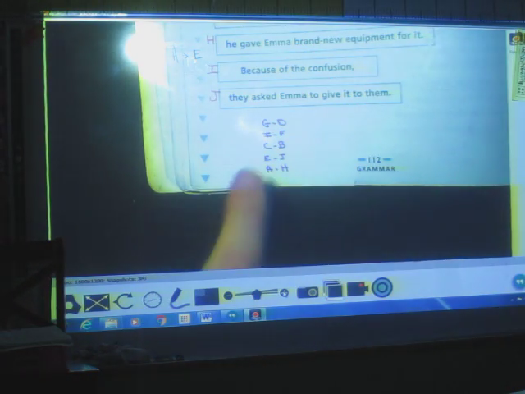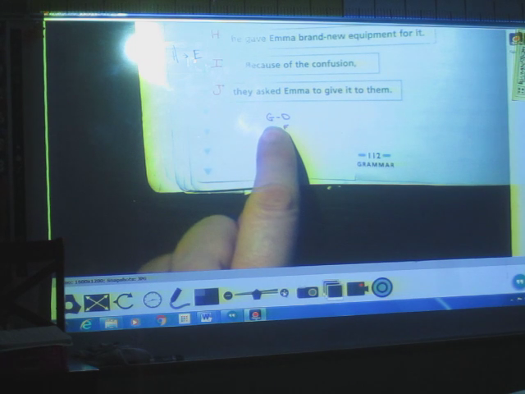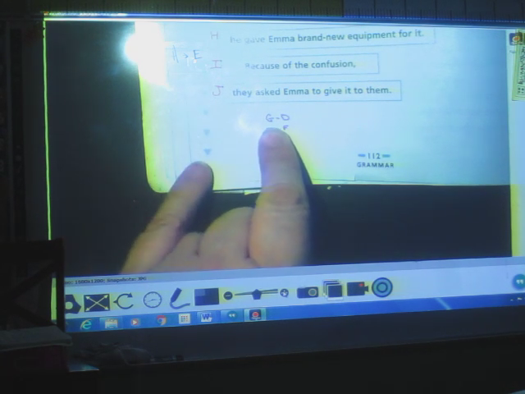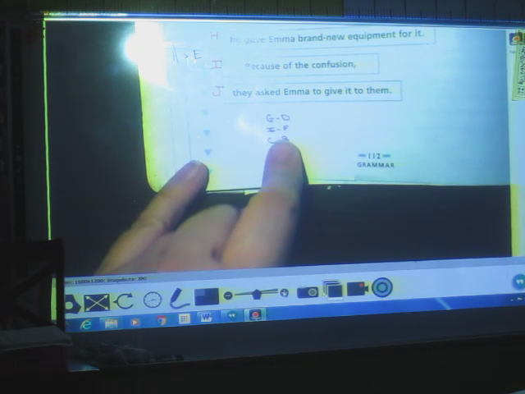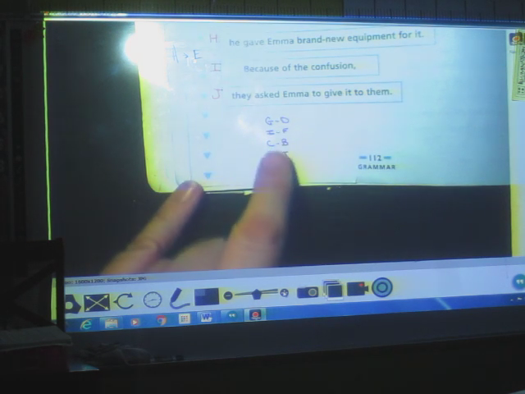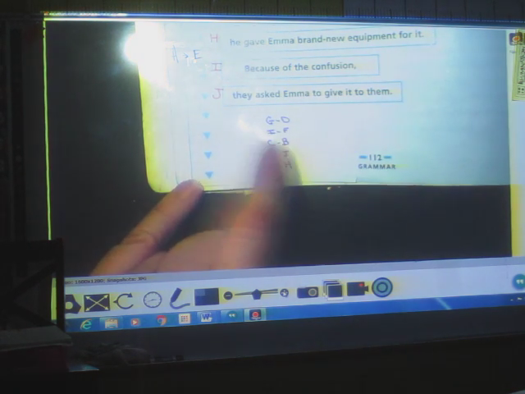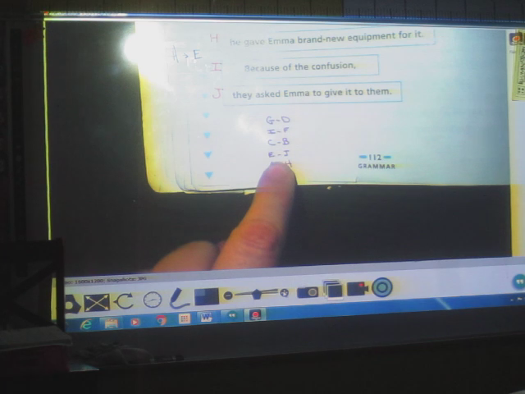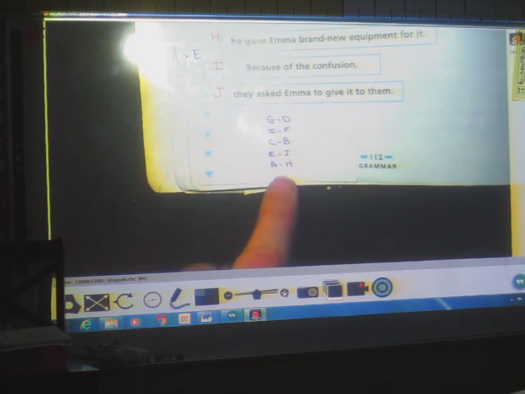All right, taking a look down here, you should have sentence clause G hooked up with clause D, clause I with clause F, clause C with clause B, E with J, and as we said earlier, A with H.